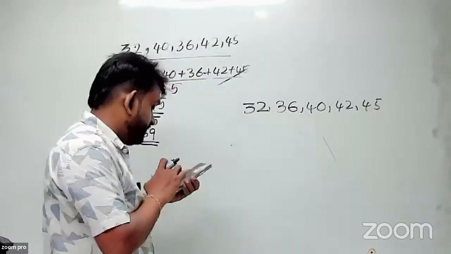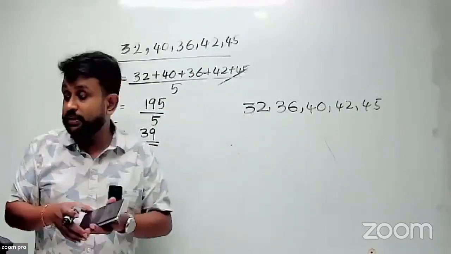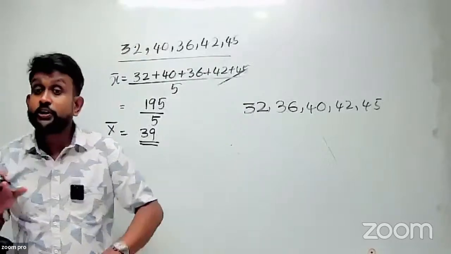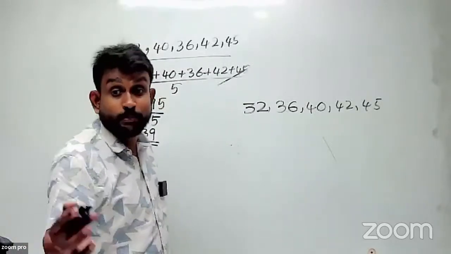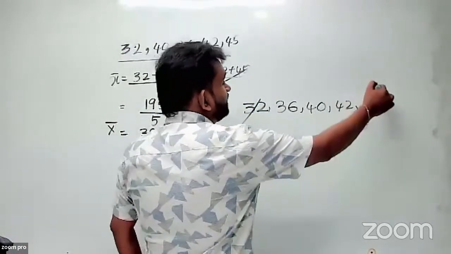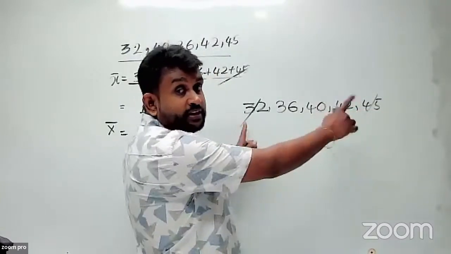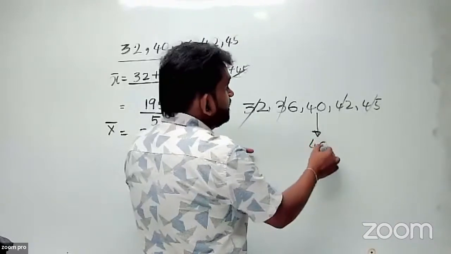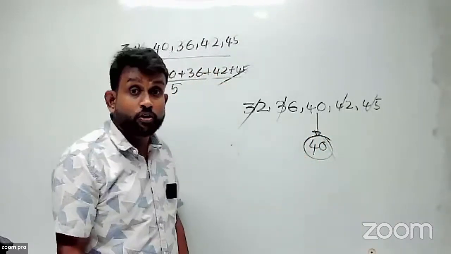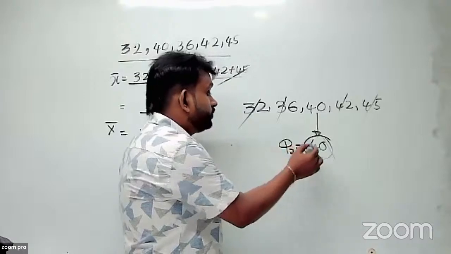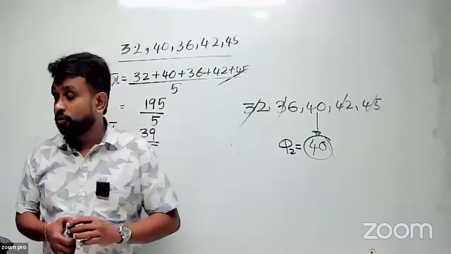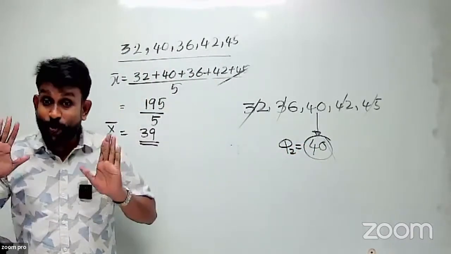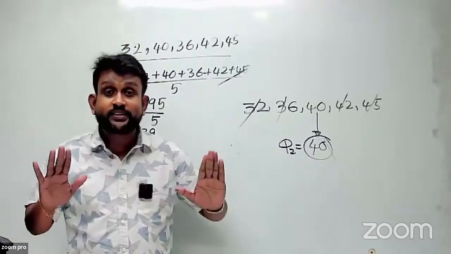Not 36, right? What is the median? The median is the mid value. So no need to apply any formula. Just see the middle of this. Cut the left and right corner. Cut left, right. Then what is the remaining? That is the median. We call the symbol Q2. That is 40. Without arranging in order, you cannot determine the median, right?